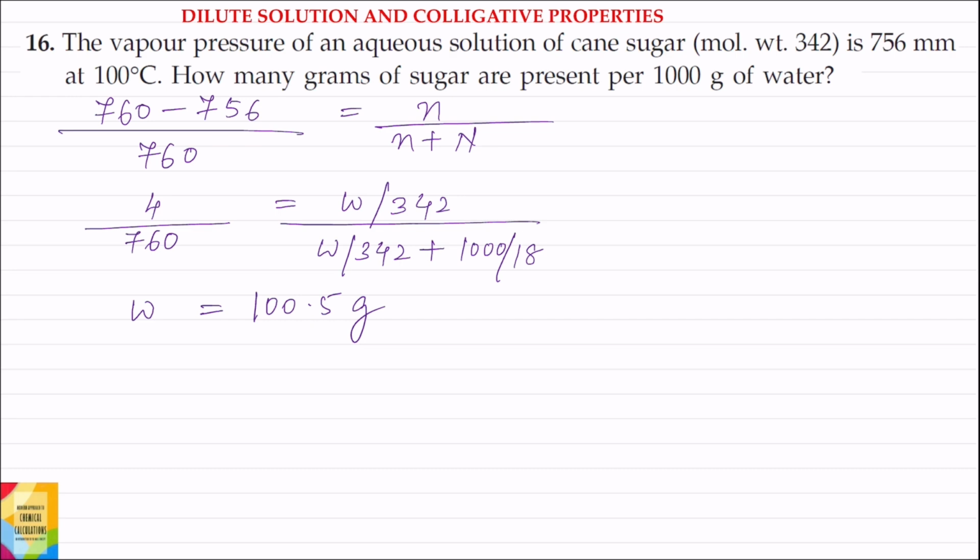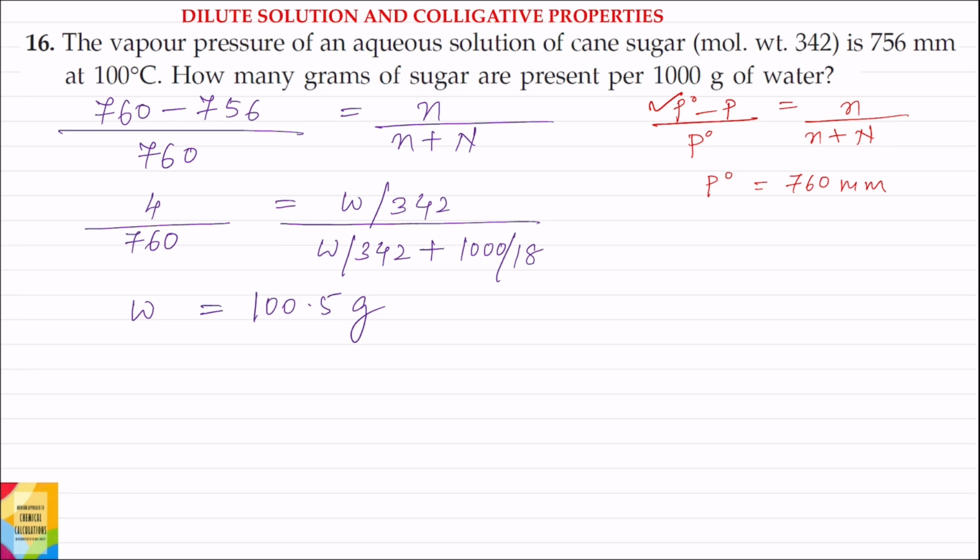Question 16. The vapor pressure of an aqueous solution of cane sugar, molecular weight 342, is 756 millimeter at 100 degrees centigrade. How many grams of sugar are present per 1000 gram of water? Now the formula applied in this question will be P naught minus P divided by P naught, which is equal to n divided by n plus N. P naught is the vapor pressure of pure solvent. Now here the solvent is water, and the vapor pressure of water at 100 degrees centigrade will be 760 millimeter of mercury. So P naught will be equal to 760 millimeter of mercury.